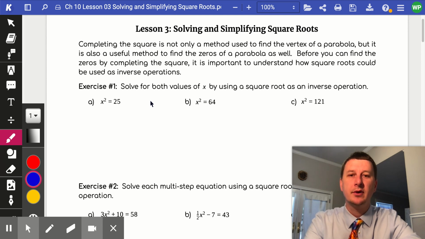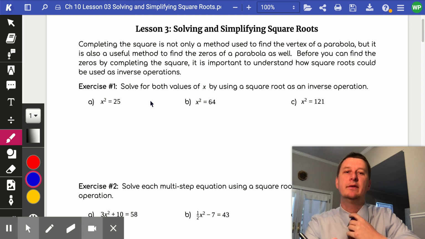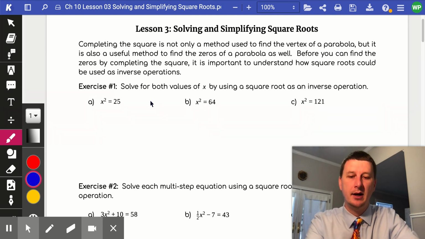So in this lesson we're going to be solving and simplifying square roots. And when we solve and simplify square roots, it's going to be a little bit different than you might be used to because we're going to be introduced to maybe a new topic that you haven't seen before. And that's the idea that every square root has two answers, a positive answer and a negative answer.